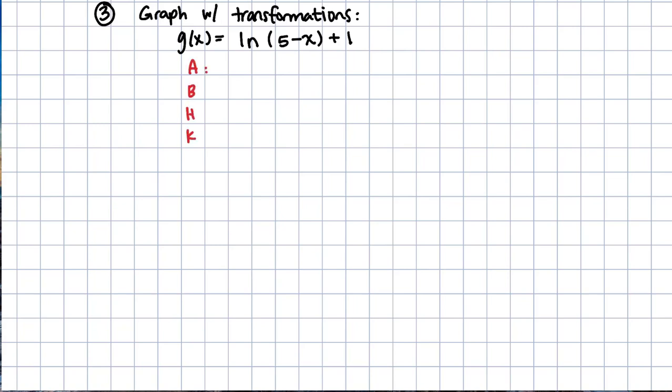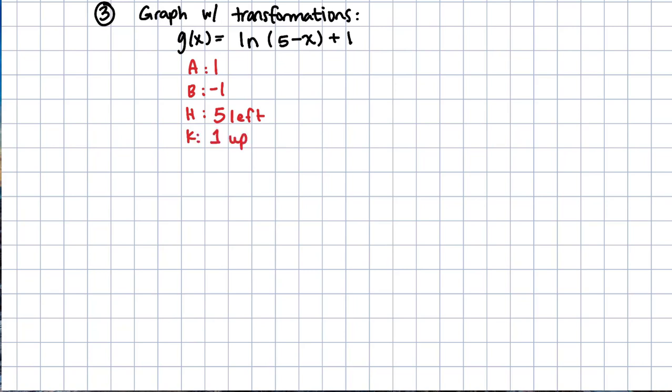It looks like the a is a coefficient on ln, which would be 1 here. The b would be the coefficient on the x, which is -1. The h would be the other term in the argument of my function ln, which looks like it's positive, so it's going to be a 5-unit left shift, and then 1 unit up for the k.